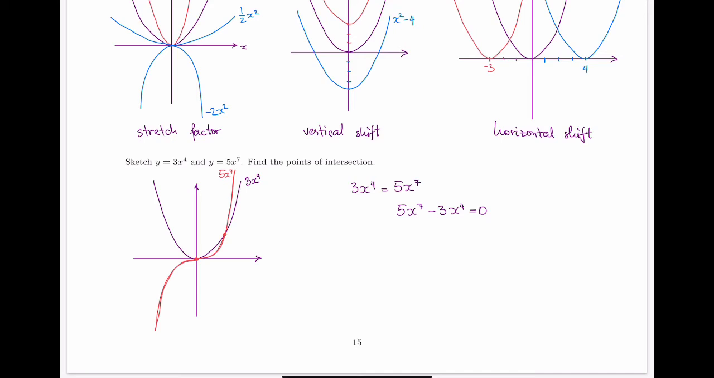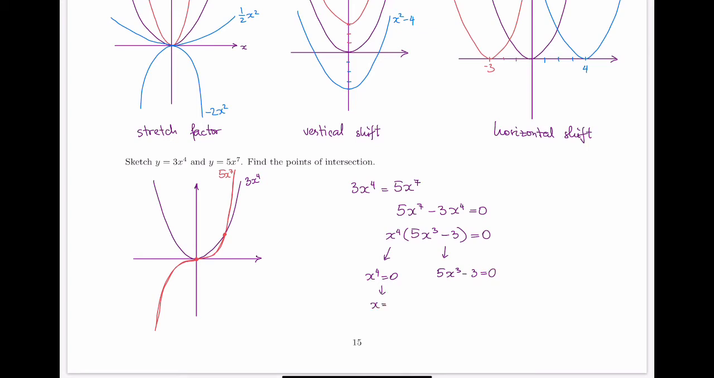So don't divide, factor. So what we can factor out is x to the 4th, and what we will have left is 5x cubed minus 3 equals 0. Factoring is powerful because we've turned everything into a product, and the product is equal to 0 if and only if one of the parts is equal to 0. So this immediately allows us to break down the equation into 2 much smaller equations. X to the 4th is 0, or 5x cubed minus 3 is 0.